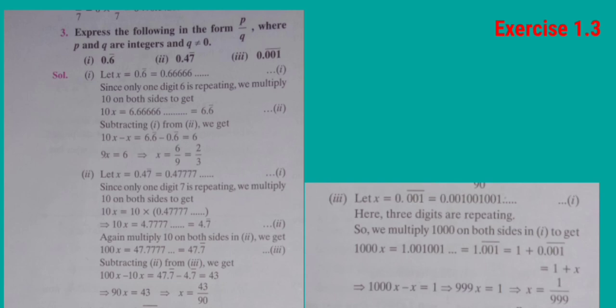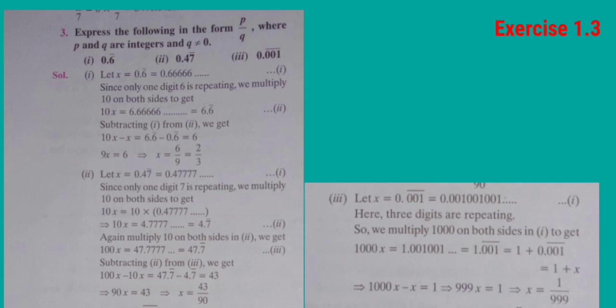Okay. Now we have to subtract equation first from equation second. So 10x minus x equals 6.6 bar minus 0.6 bar. So on the left hand side we get 9x, and on the right hand side we get 6. So the value of x will be 6 upon 9, which on simplification gives the answer 2 upon 3. Okay. In the same way you have to do part second and part third.